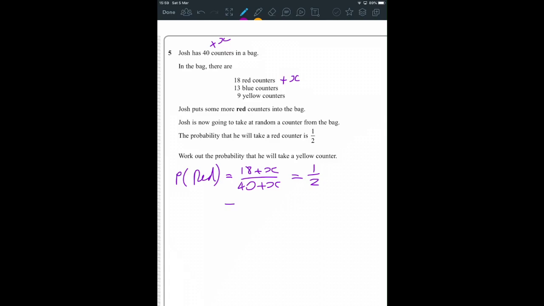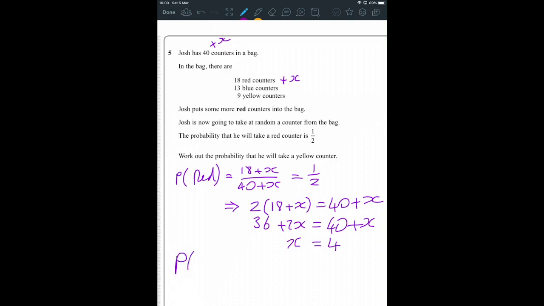This is a fractional equation. I don't like fractions in my equation, so I'm going to multiply up by 2 and multiply up by the 40 + x. Clear the denominators. Expanding the left-hand side. Bringing the x's all to the left and the numbers to the right, we get that x equals 4. So we've added an extra 4 counters to this bag.